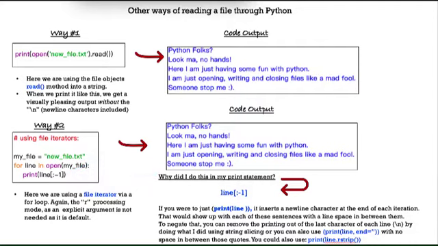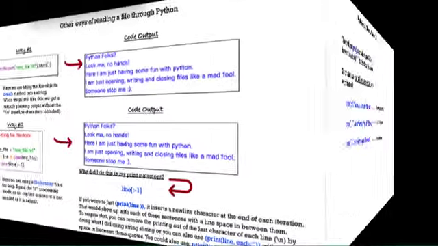If you were to just print line, it inserts a new line character at the end of each iteration through my for loop. That would show up with each of these sentences with a space in between them. To negate that effect, we can remove the printing out of that last character of each line, which is the new line character, by doing what I did here with using string slicing. Or you could use end equals quotes and have no space between the quotes, or you can use the line.rstrip method. It's up to you.